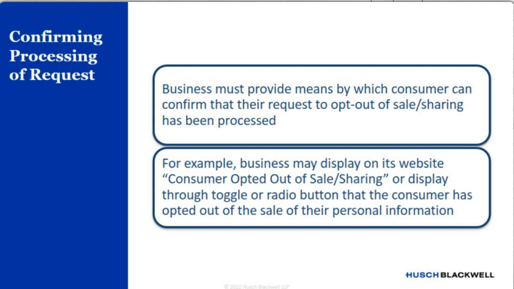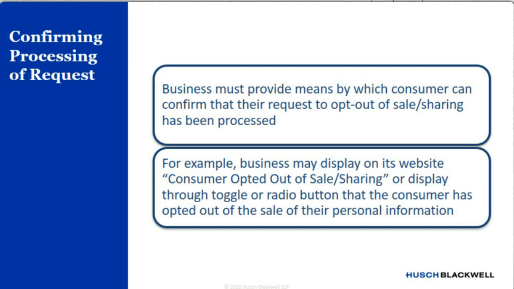They thought a lot about making sure that businesses are confirming that they've received and processed this opt-out request. What I find fascinating, and I think will be part of the comment period, is the example they give. They use the word may, so this is not a shall, but for example, a business may display on its website "consumer opted out of sale/sharing," or display through a toggle or radio button that the consumer has opted out of the sale. When we think this through, we've got all these links on the website, and now all of these notices, and now this concept of having to confirm processing, and things are going to pop up when you hit the website.